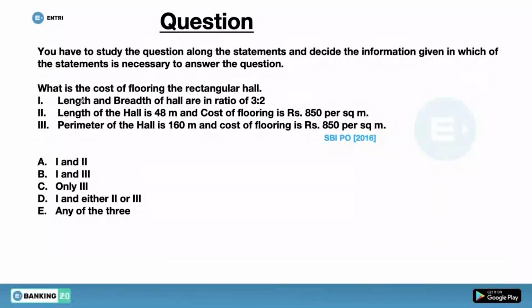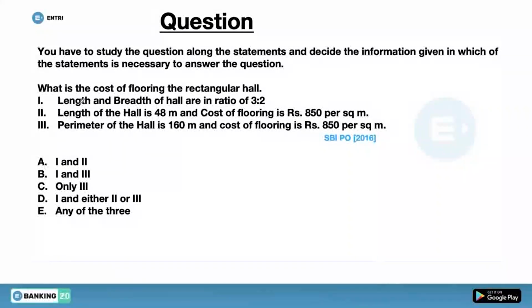The next question is, you have to study the question along with the statements and decide the information given in which of the statements is necessary to answer the question. Now, what is the statement? The statement is, they are asking what is the cost of flooring the rectangular hall, and the first condition given is that the length and breadth of the hall are in ratio 3:2.